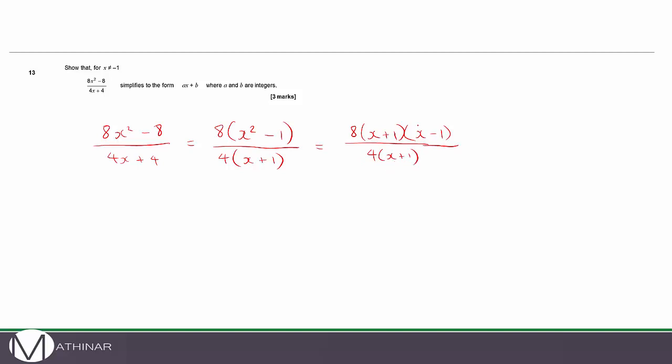Now let's simplify this as much as possible. So the x plus 1 cancels with this x plus 1. Now we have an 8 and a 4, so we can divide both top and bottom by 4. That would cancel out, leaving me with just a 1. That would cancel out, leaving me with a 2. So I'm now left with 2 on the top, bracket x minus 1, and on the bottom it's just 1. So this is what I'm left with. But the question says give your answer in this form, so I just need to multiply out the bracket to give me 2x minus 2.